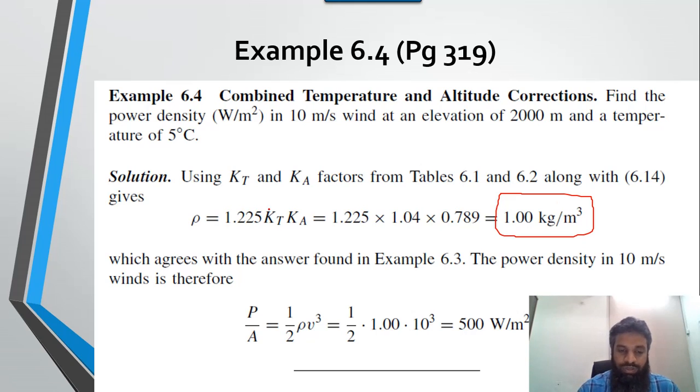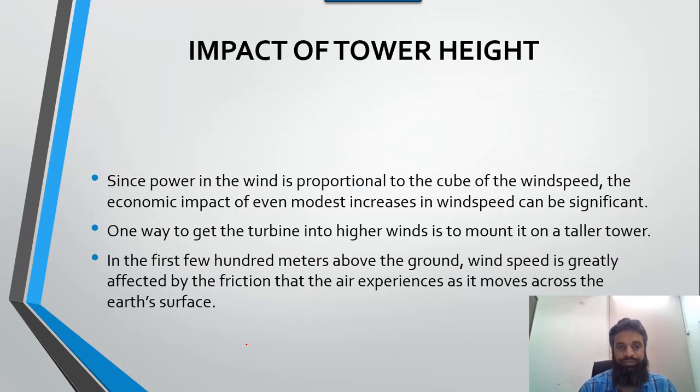Based on that air density, we can calculate half into rho into v cube, because we do not have the value of the area. So power divided by area is this formula. The overall power is basically 500 watt per meter square. If the area increases, then the output power also increases.